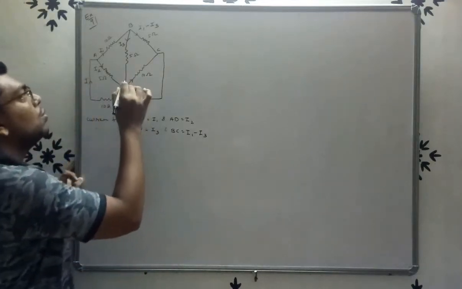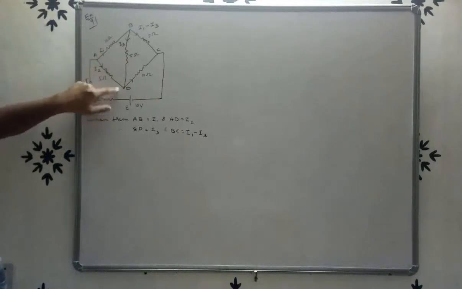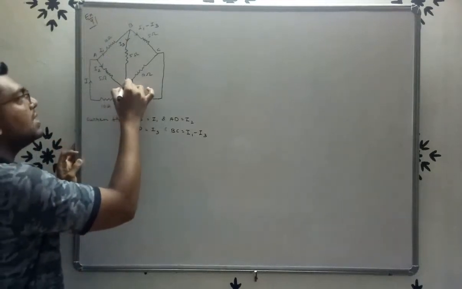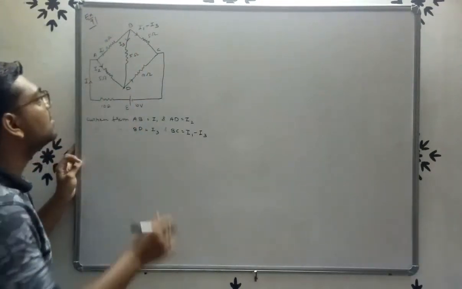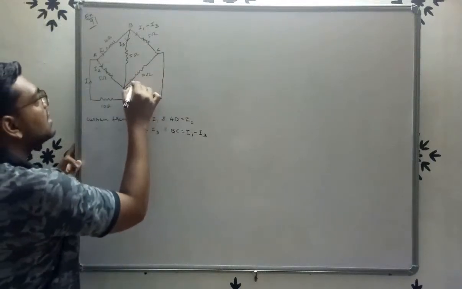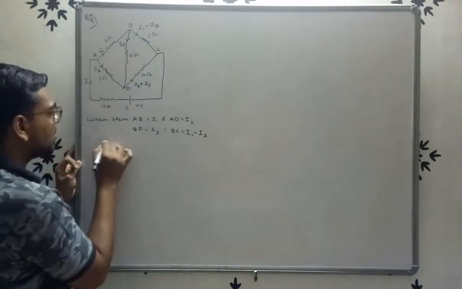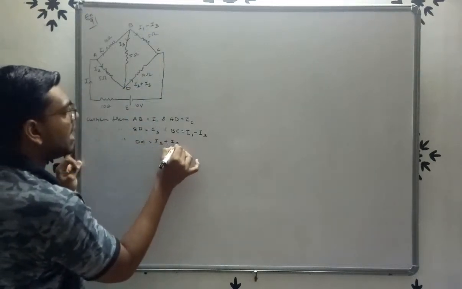Again from D to C. So here look, A to D is current I2 and B to D is I3. So at point D, I2 and I3 both add up. So current from D to C is I2 plus I3. Right? So current from D to C is equal to I2 plus I3.